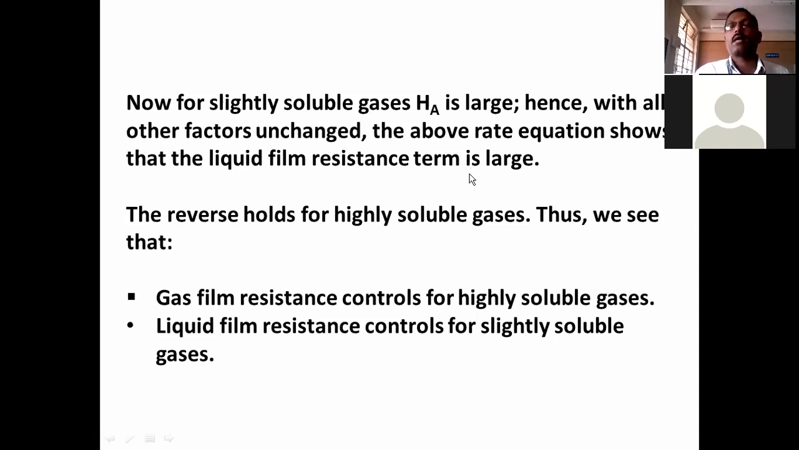Suppose these two phases, gas phase and liquid phase, are coming in contact. Then the solute diffuses from the gas film and is added into the liquid. If it is highly soluble, what does that mean? It means a very large mass transfer rate in the gas film. So the gas film is not the controlling step, but the liquid film resistance term is large, and that applies to slightly soluble gases.